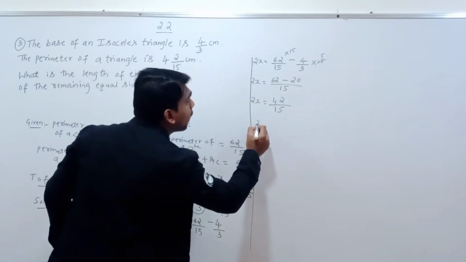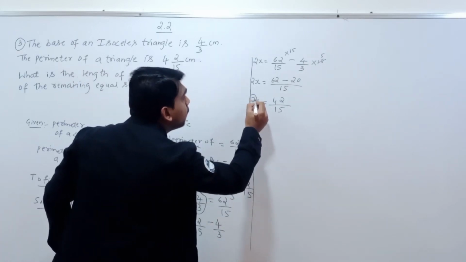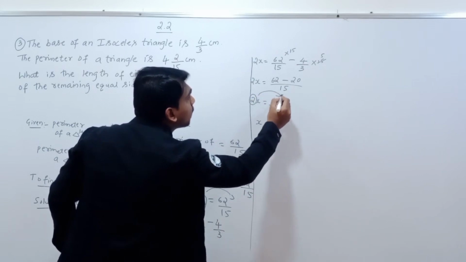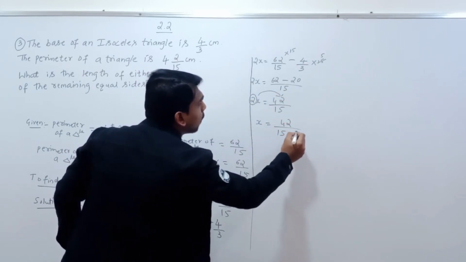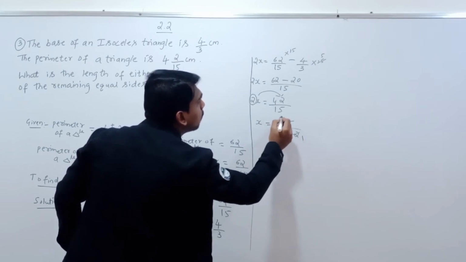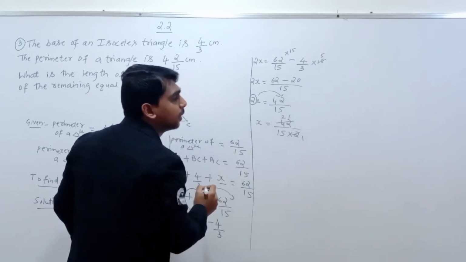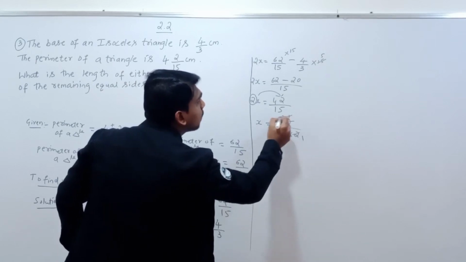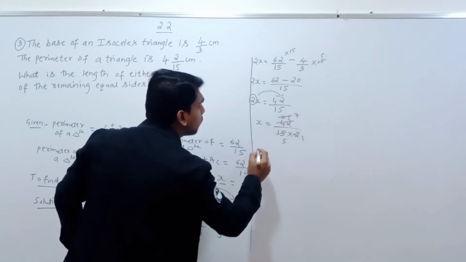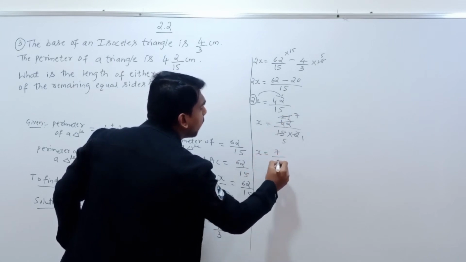Now, we have to find the x value. Into 2, after going to the right side, it will become divided by 2. Now, we will cancel. 2 ones are 2, 2 tens are 20. Now, 3 fives are 15, 3 sevens are 21. X equal to 7 by 5.